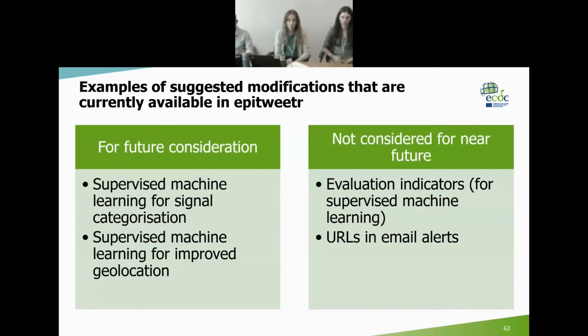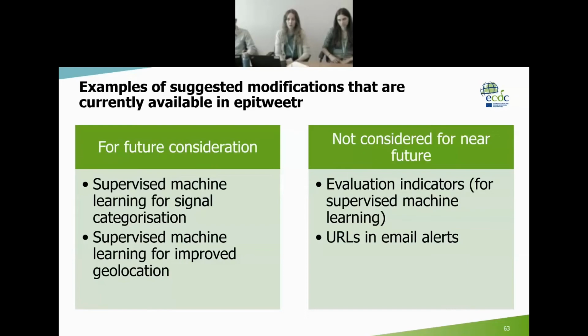And then there were some of them that at that point we didn't consider to be included for the near future. We are talking about the beginning of 2022, and we ended up including it, which is evaluation indicators. Not for everything, but we have them for these additional supervised machine learning models for signal categorization and improved geolocation. And we also included the URLs in the email alerts.